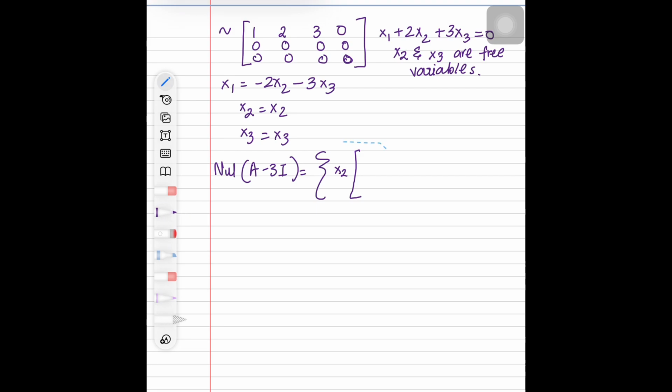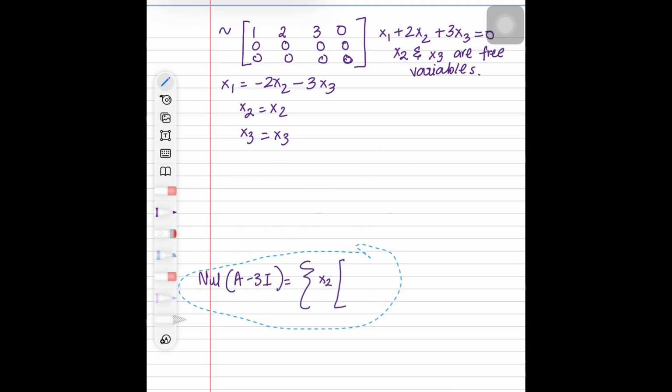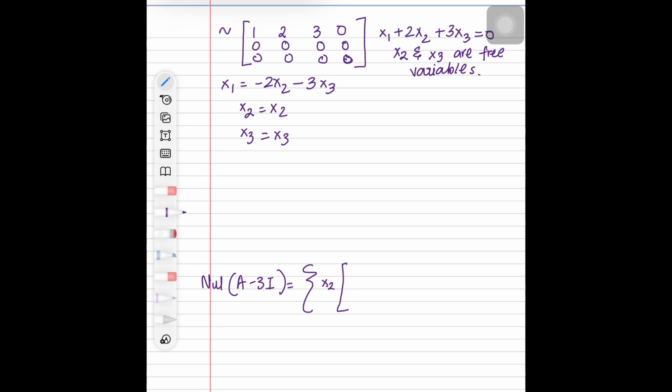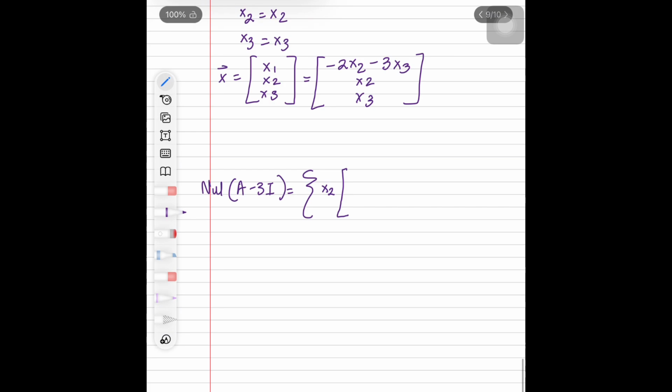Before moving on to that step, let's go back and write out the solution for x. So x was the vector x1, x2, and x3. And then we'll write it in parametric form so that it doesn't confuse anybody. So negative 2x2 minus 3x3, then you have x2 and x3. Now we're going to write it in parametric form right here.